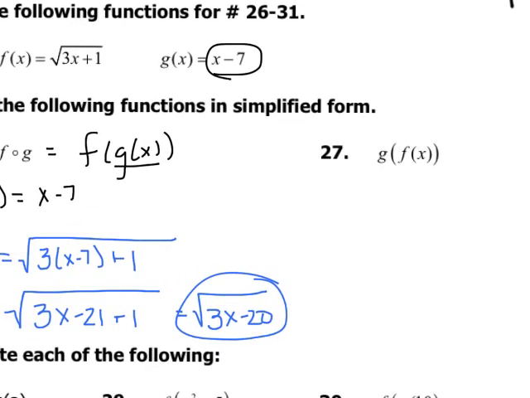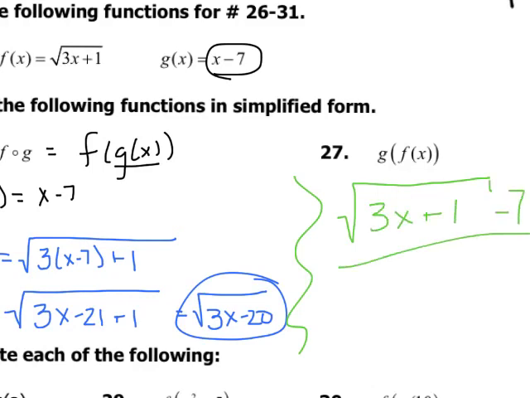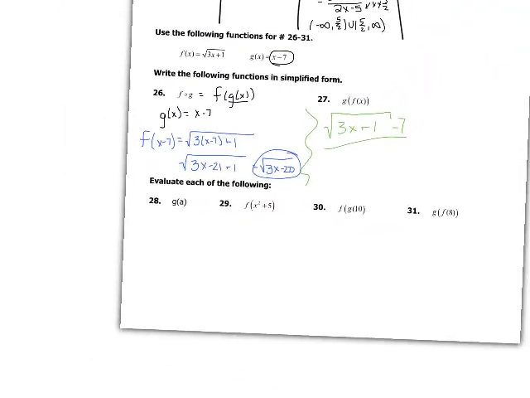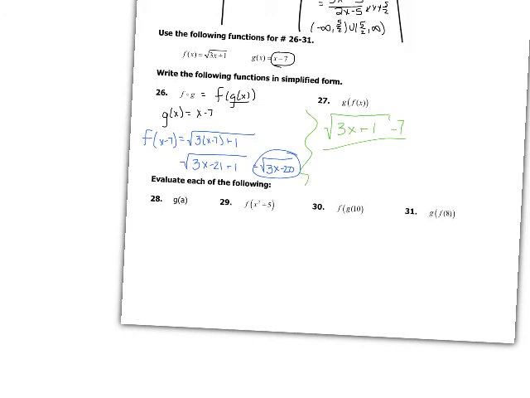Okay, other way, you're going to get, so you can try to do this one, and you should have gotten 3x plus 1 and under the square root minus 7, which does not reduce. 28, this is just going to be a minus 7. 29, 3x squared plus 16 is under the radical.